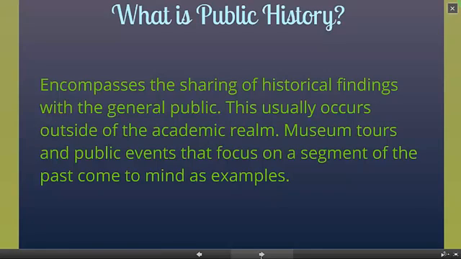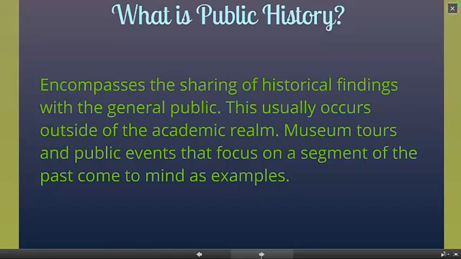And then again, it's usually history that occurs outside of the academic realm. So if you've ever picked up an academic history book, you'll notice that it reads much differently than a public history book. Okay, textbooks are somewhere in between the academic and the general public. So, okay.